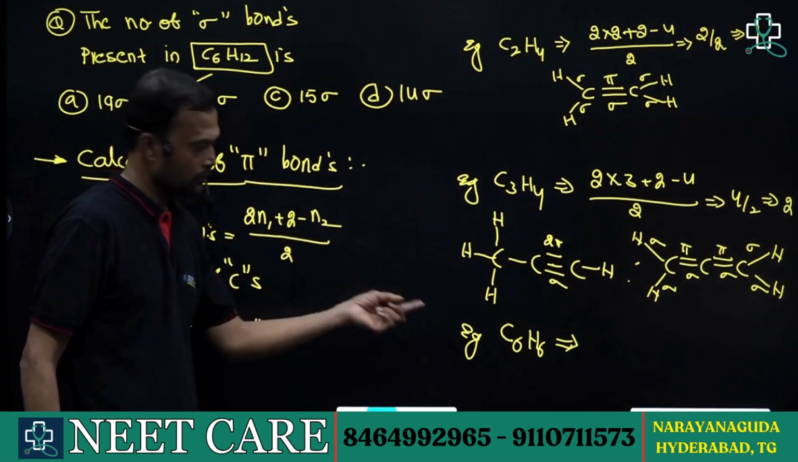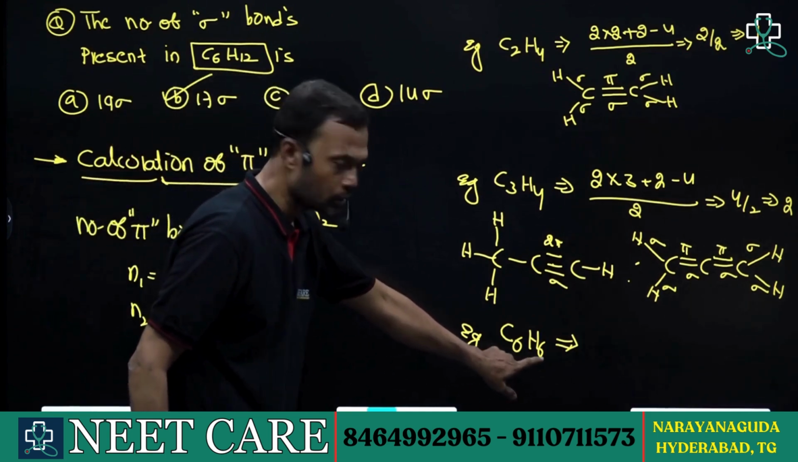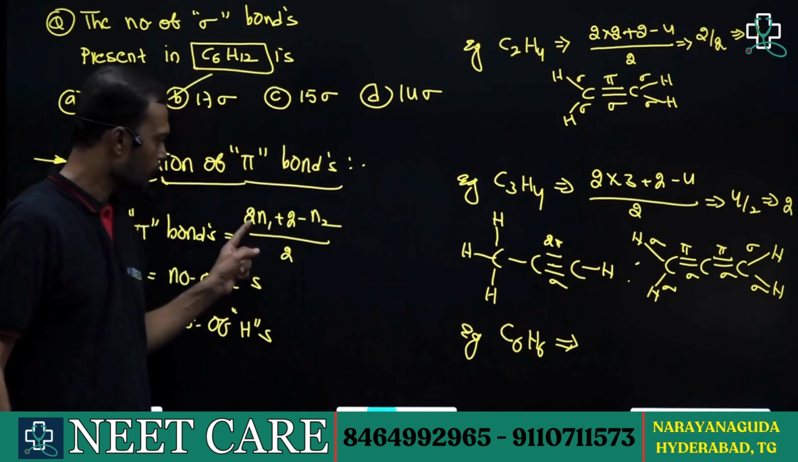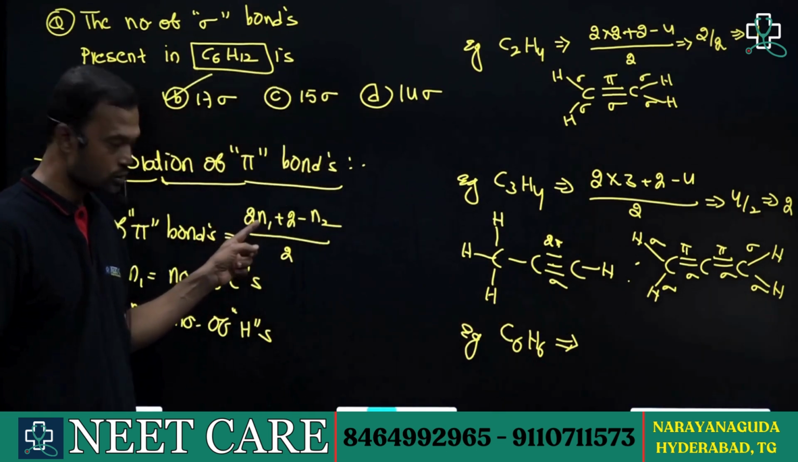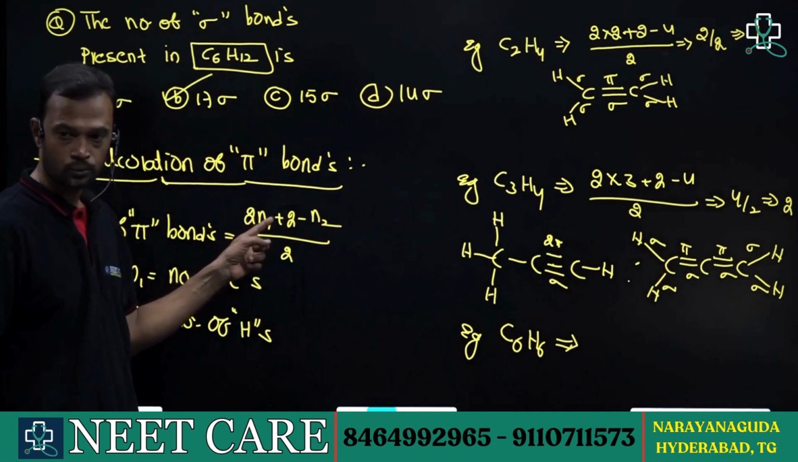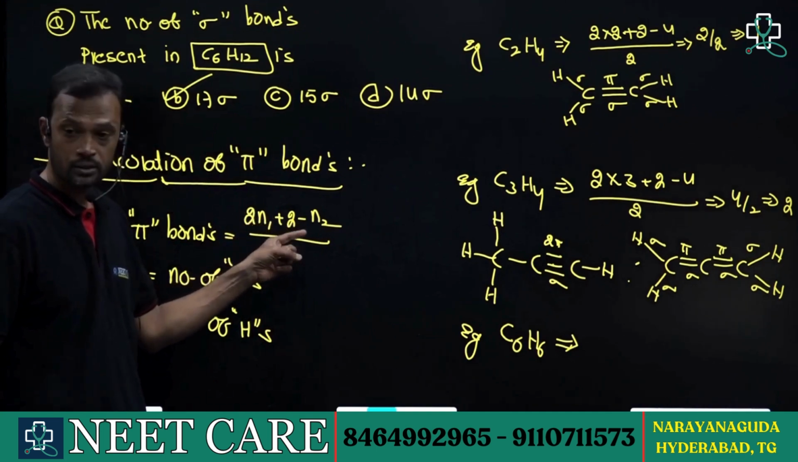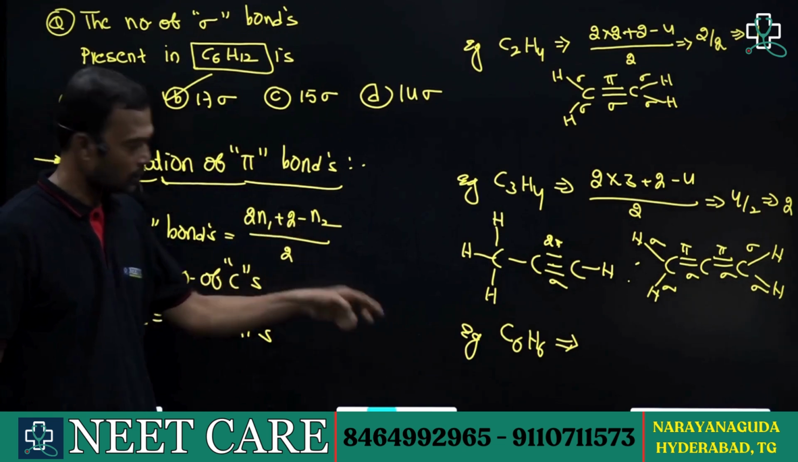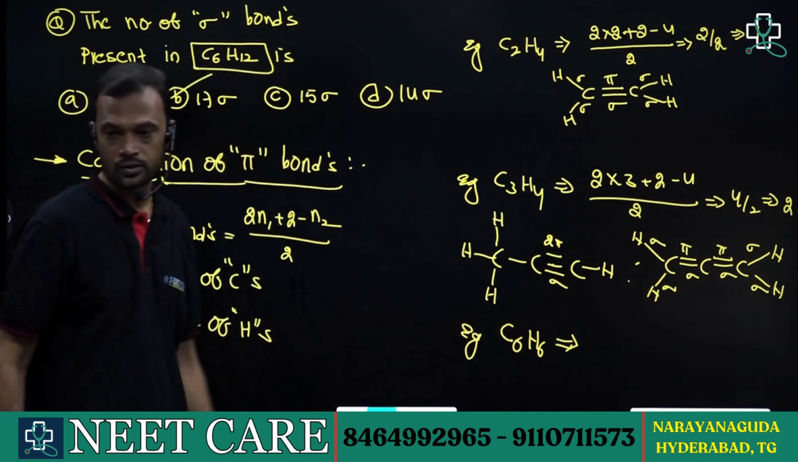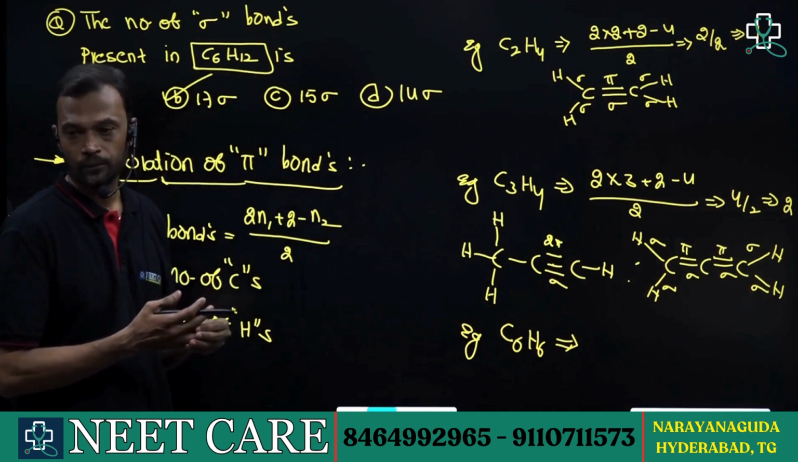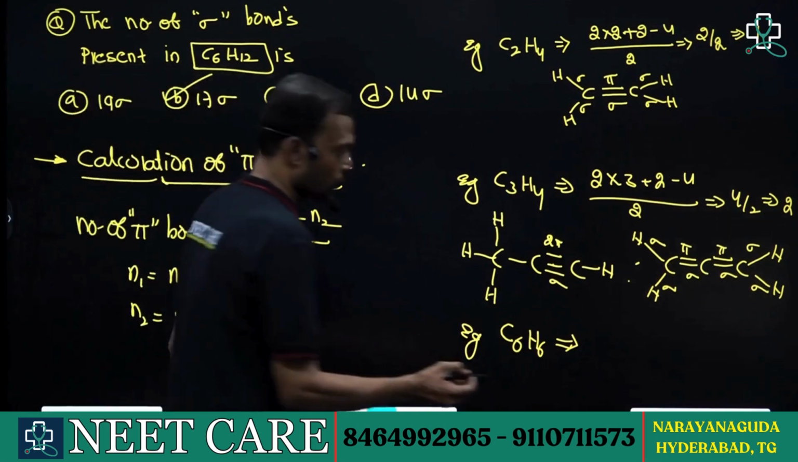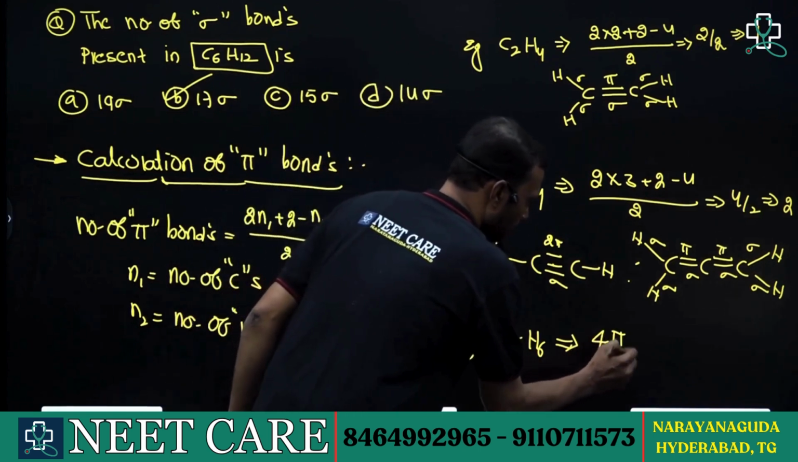Hydrogens. In this, N1 is carbon, N2 is hydrogen. N1 is how much? 6. 2 into 6, how much? 12. 12 plus 2? 14. 14 minus 6. Here hydrogens are 6 or not? 14 minus 6 is what? 8. 8 by 2? 4. Now this molecule carries how many pi? 4 pi.